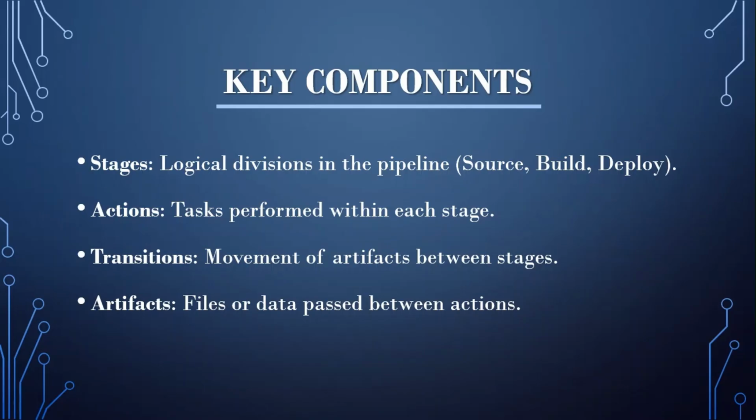The pipeline has some key components you should know about. Stages are the different steps like source, build, and deploy. Actions are the specific tasks carried out in each stage. Transitions handle the movement of data between these stages, and artifacts are the files or data passed along throughout the process.